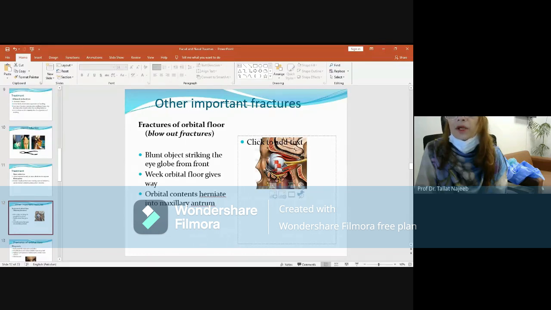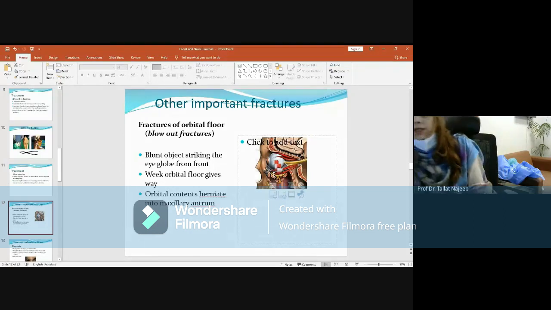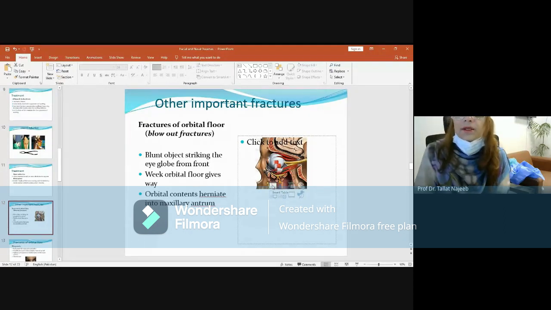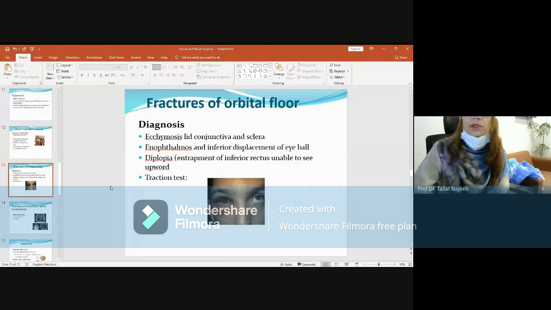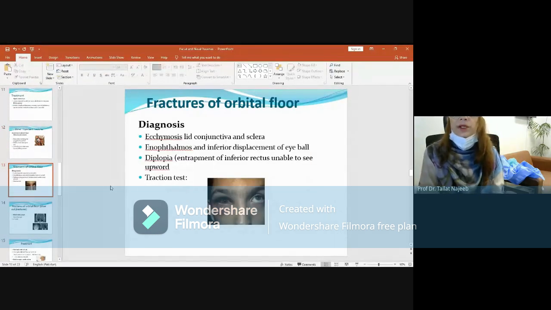So it will give way, and orbital tissues, that are orbital fat and extraocular muscles, get herniated into the maxillary sinus. So with fracture of floor of orbit, orbital contents, it means orbital fat and extraocular muscles, will herniate into the maxillary antrum. So what will be the clinical features?